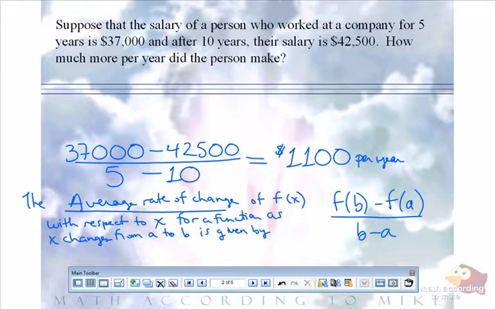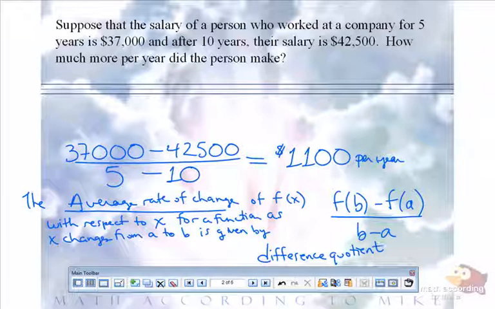Another name for the average rate of change is also the difference quotient. And sadly, it has another name after that. Hooray. But we'll get to that later. So let's do another example.